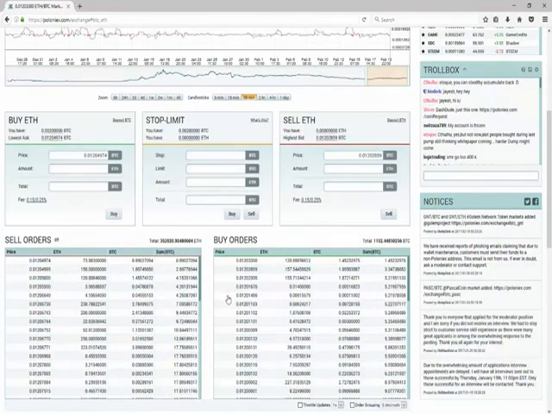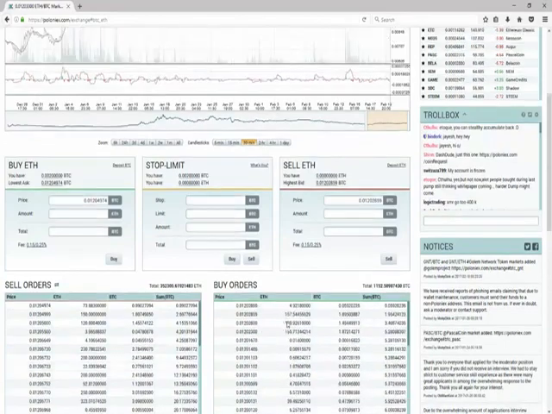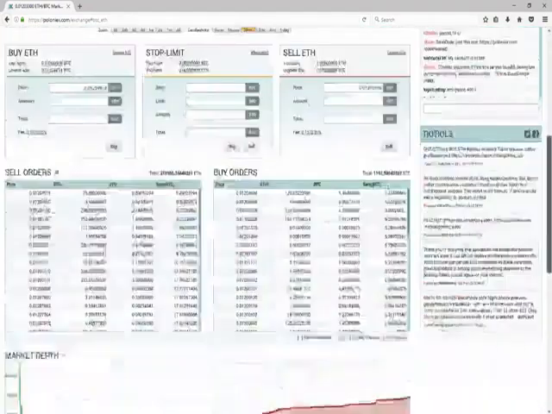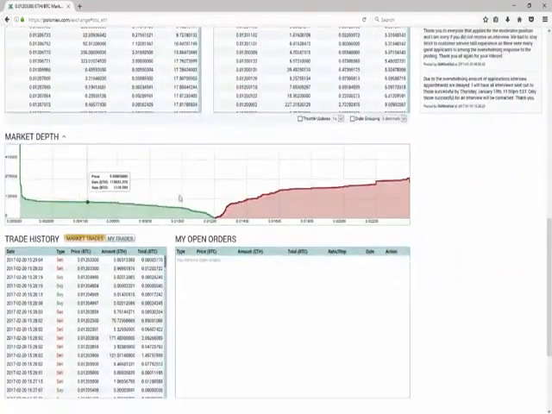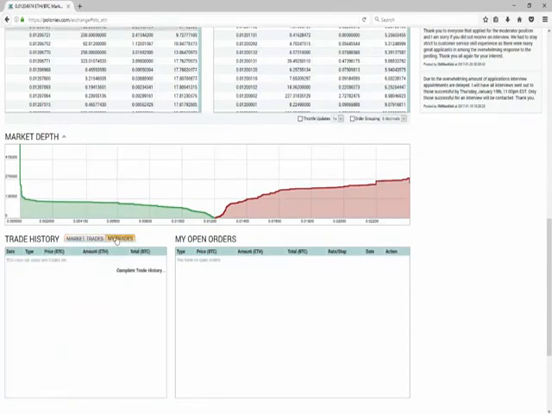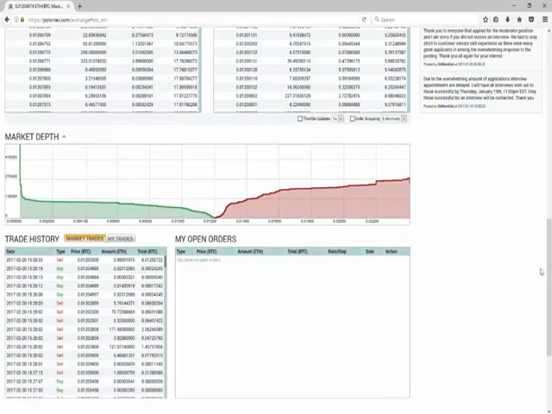And as you can see, the markets and the price are moving quickly. As I scroll down, it'll show the market depth between buys and sells. It'll show my open orders on the books. It'll show the trade history so you can watch the order flow of trades being executed. And you can click on this for my trades. Now, I don't have any trades because this is just a demo account.